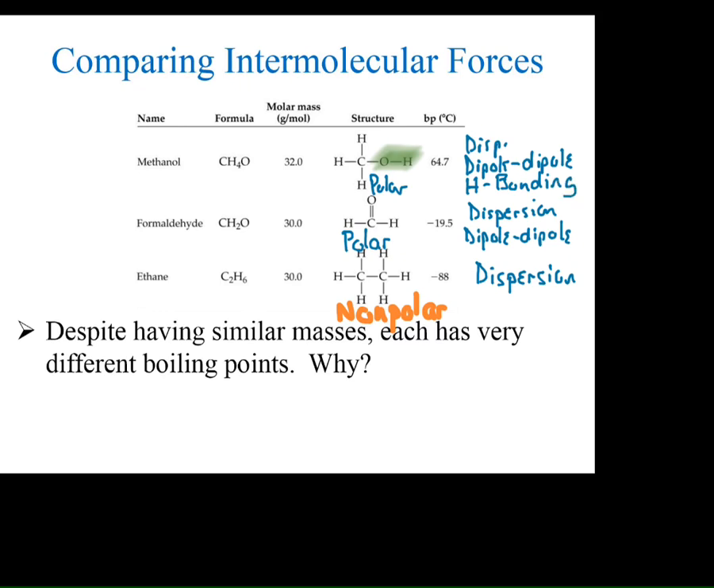So, now you can kind of see why methanol has the highest boiling point. Why does methanol require the most energy to actually break apart the liquid? Because it has the strongest forces holding it together, right? And then the last one, ethane, is the easiest to break apart because it has the weakest forces holding it together. Yes? Okay. Last slide.